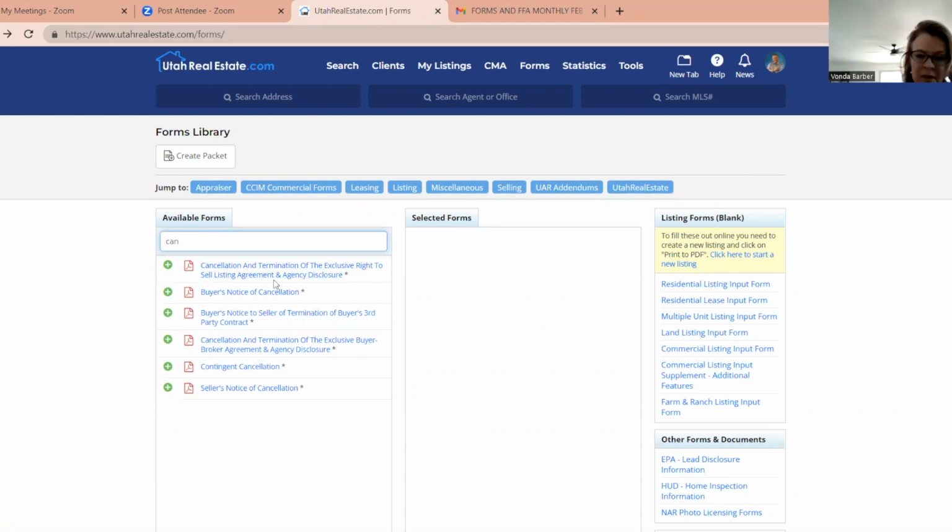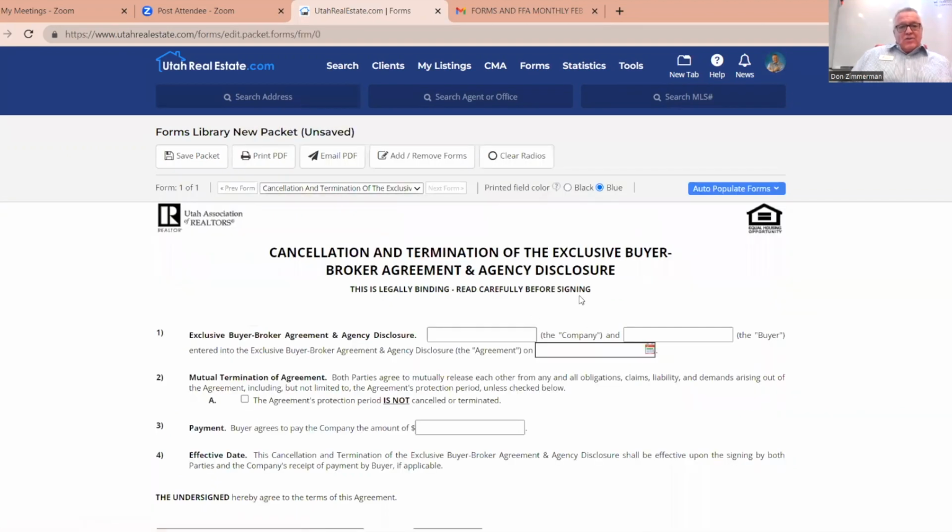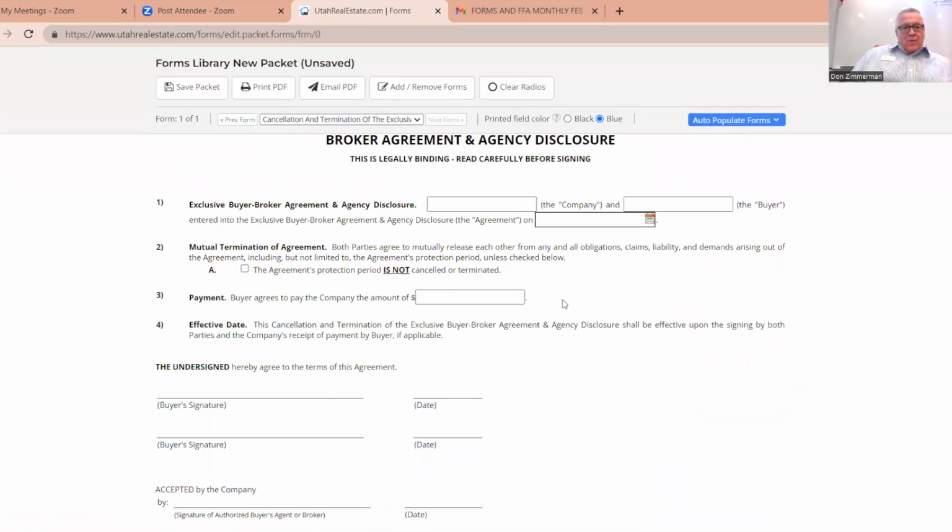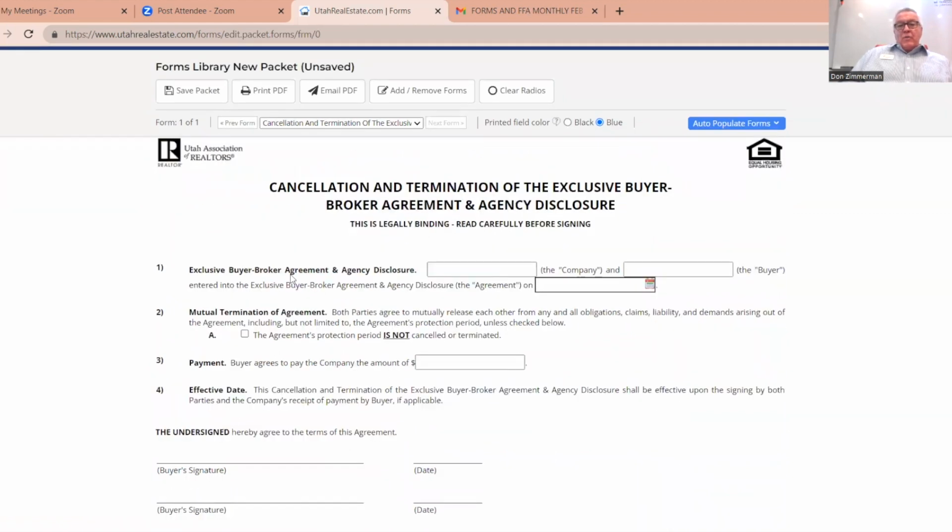Termination of the exclusive right to sell listing agreement and agency disclosure. That's for the listing. Or cancellation and termination of the exclusive buyer broker agreement and agency disclosure. Okay, now, since you brought it up, let me show you one of them real quick and show you a danger zone. So you can release them from their contract.